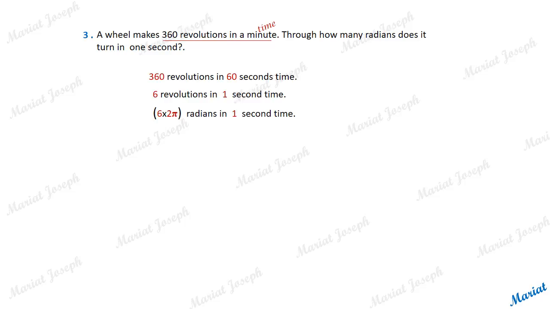So, each revolution is 2 pi radians. So, 6 revolutions will be 6 into 2 pi radians in 1 second. That is 12 pi radians in 1 second.